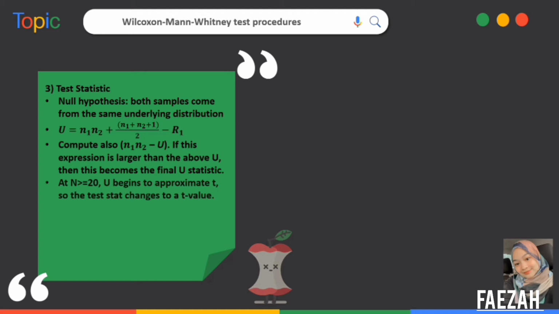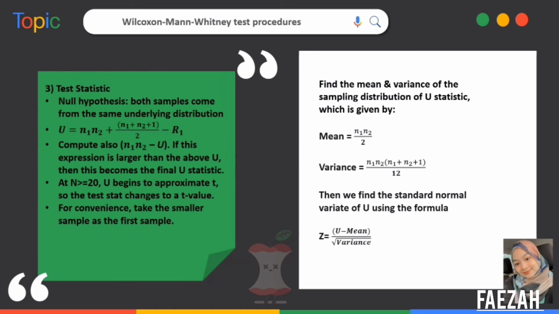At N greater than or equal to 20, U begins to approximate a t distribution, so the test statistic changes to a t value. For convenience, take the smaller sample as the first sample. And this is how to find the mean and variance of the sampling distribution of the U statistic.